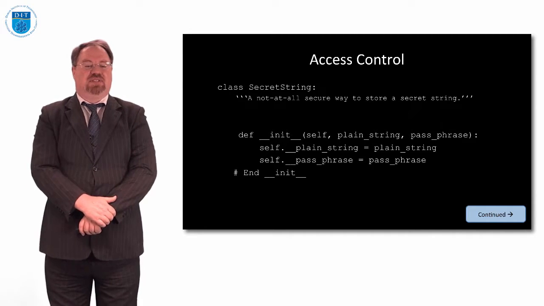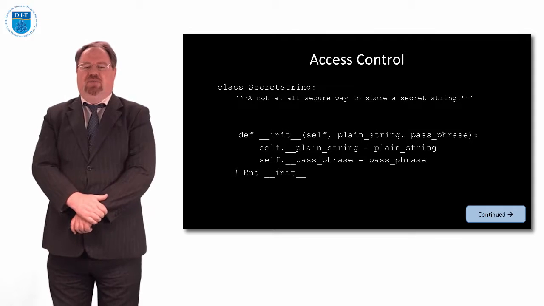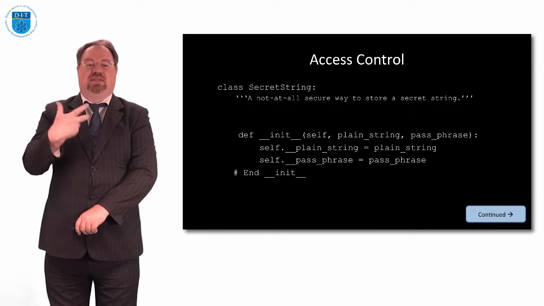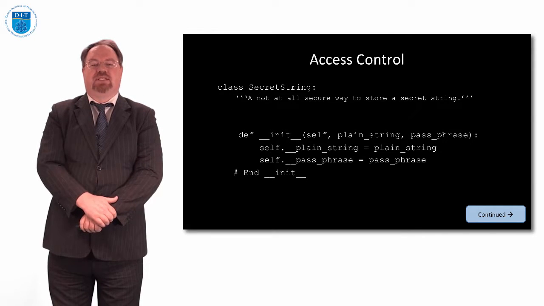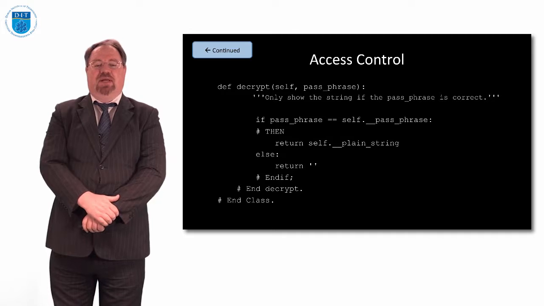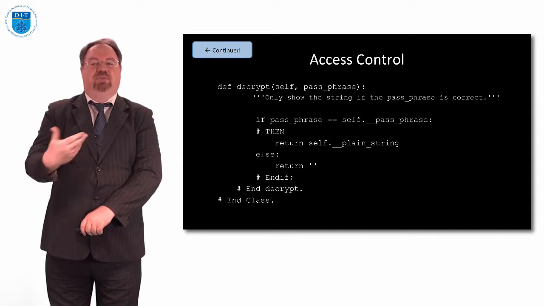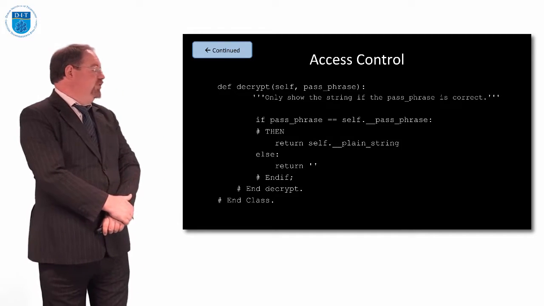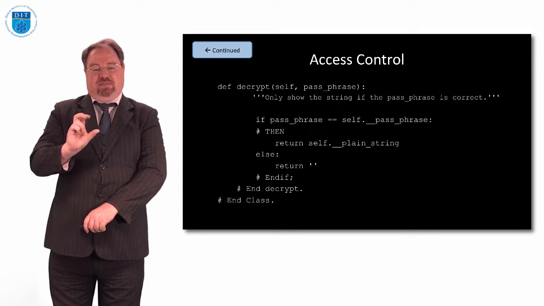As we can see, we've used the doc strings to say a not so secure way to store a secret string. We've declared our object, and we have our INIT method, which means we have to give a value when we declare an object of type class secret string. We have to put both a plain string in and a passphrase in. That's the initialization. We saw it last week. And then we have a method called decrypt. What decrypt says is, if the passphrase is the correct passphrase, then return the plain string. So if you put in the right passphrase, return the correct message. Now, as you can see there, self._passphrase and self.__plain_string means that unless I get the passphrase right.